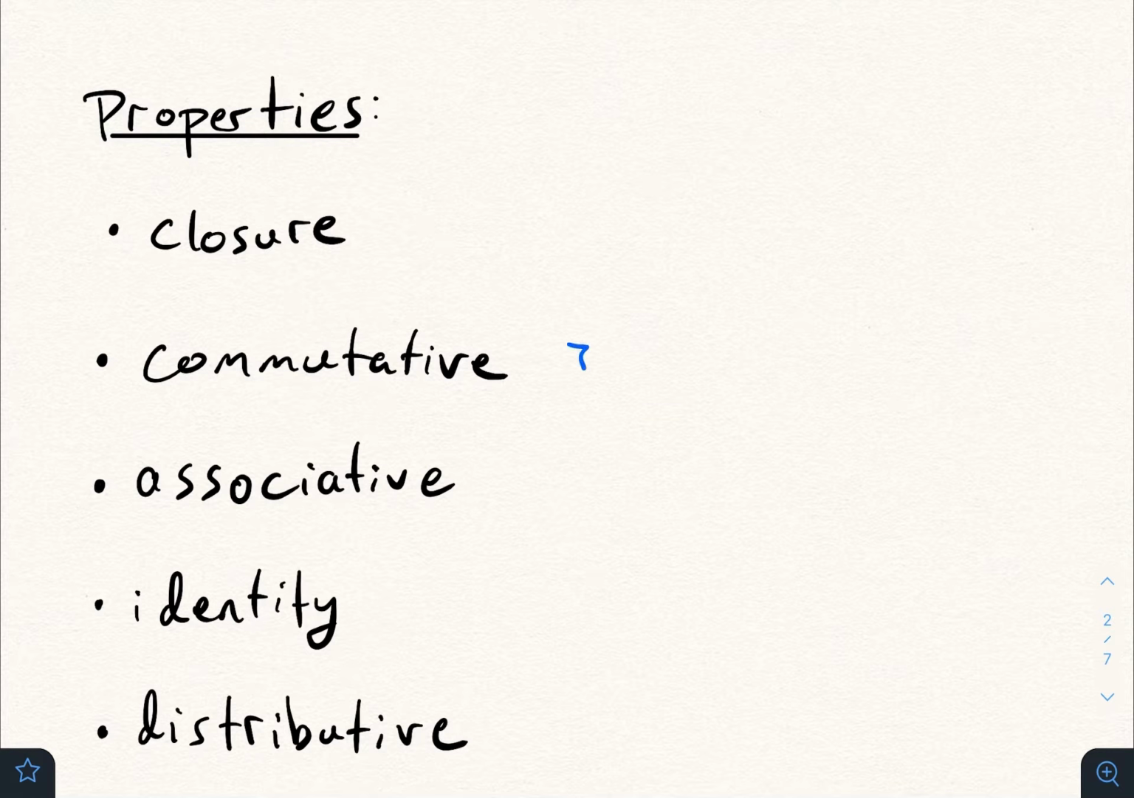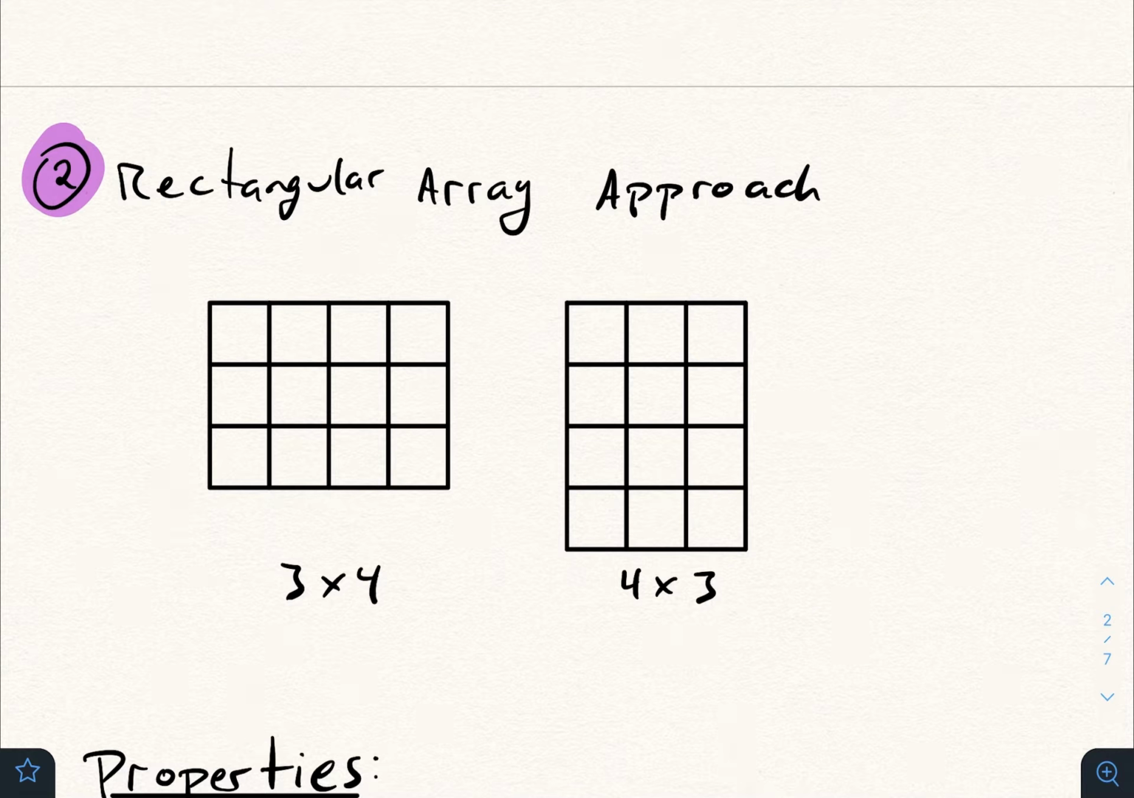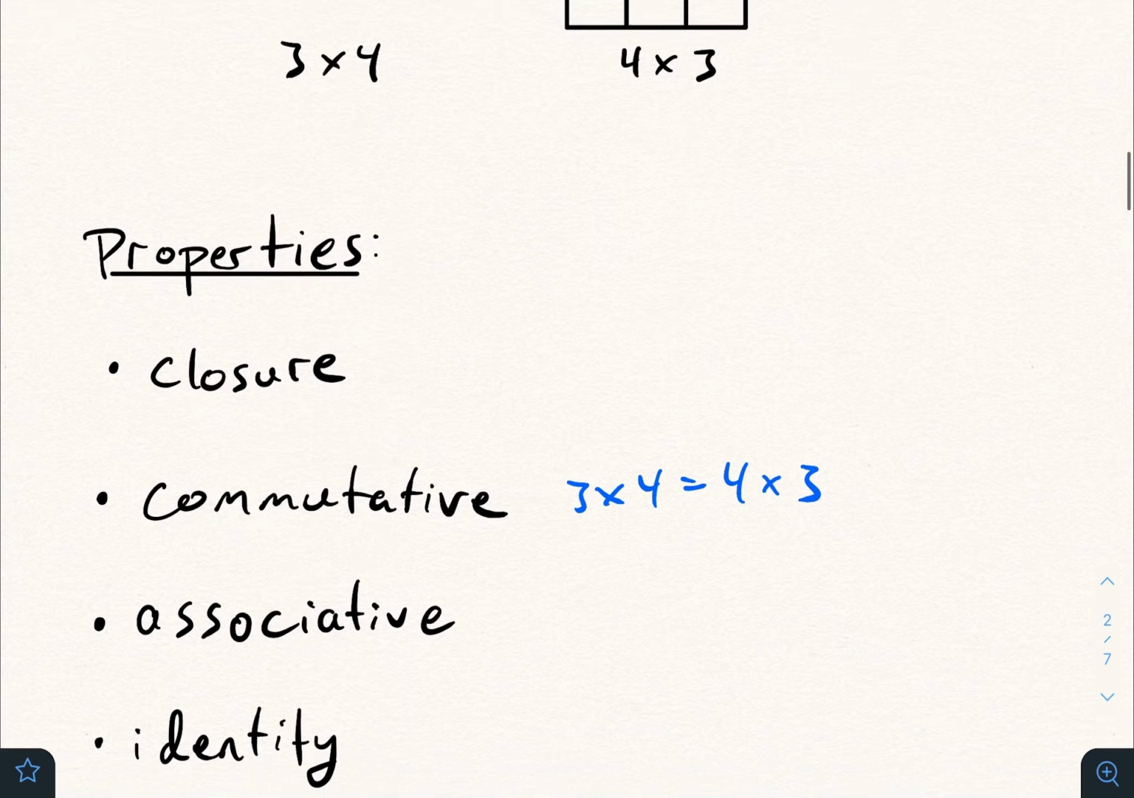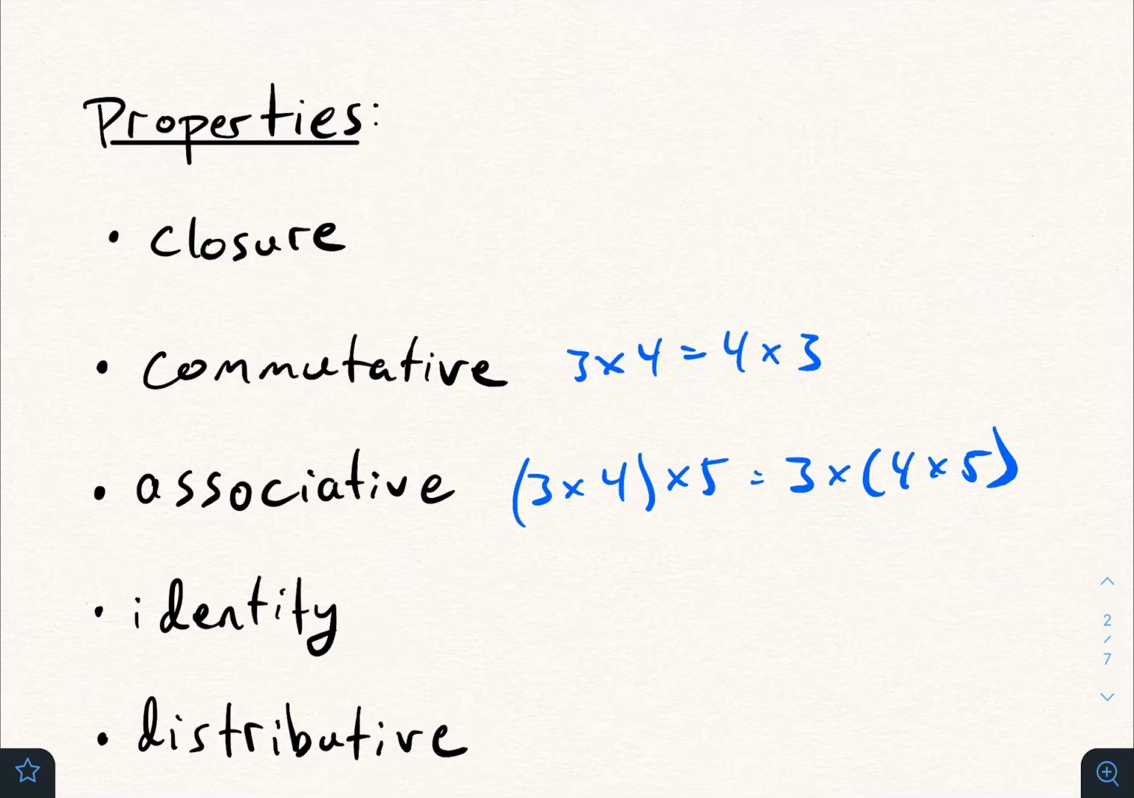Commutative, we just talked about, just says that essentially order doesn't matter, and you can see that from the rectangular array approach very easily. The associative property says that if you're multiplying 3 numbers together, so say 3 times 4, and then multiply that by 5, it actually doesn't matter which order you choose to multiply them in. You could multiply them left to right, you could multiply them right to left. The order will not matter.